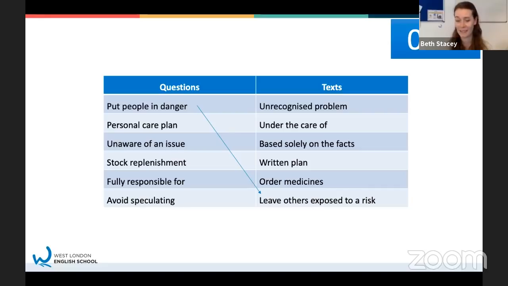1 minute. That's an example. 30 seconds left.